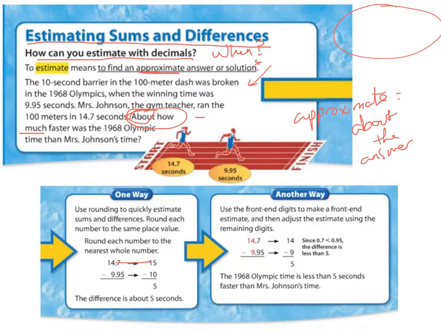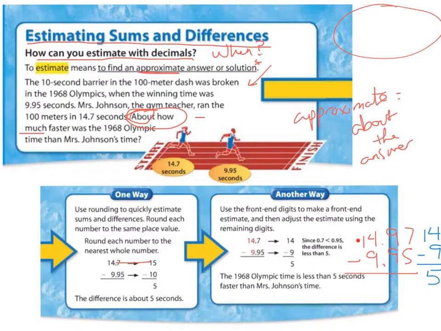The one spot, they subtracted them, they got 5. But then they looked at the decimals, and then they know the top one is less than the bottom one. So they're going to say the 1968 Olympic time is less than 5 seconds faster than Mrs. Johnson's time. So I see it is about 5 seconds, and now they know this is less than 5 seconds.